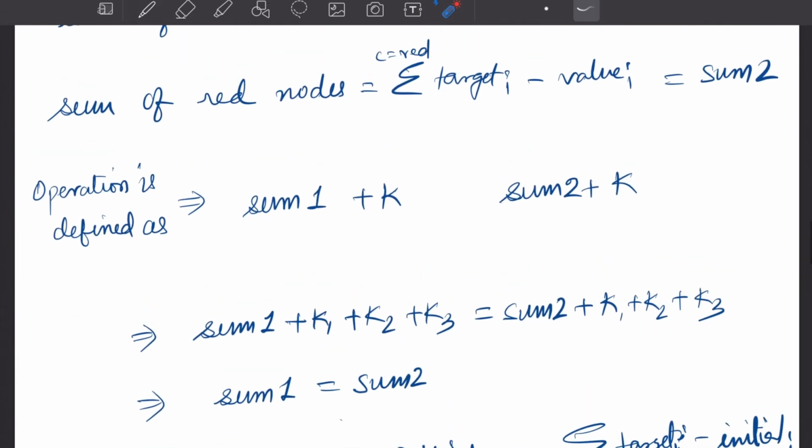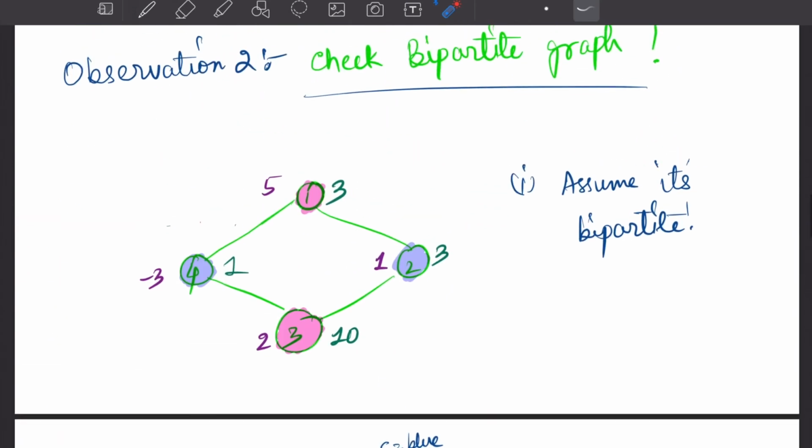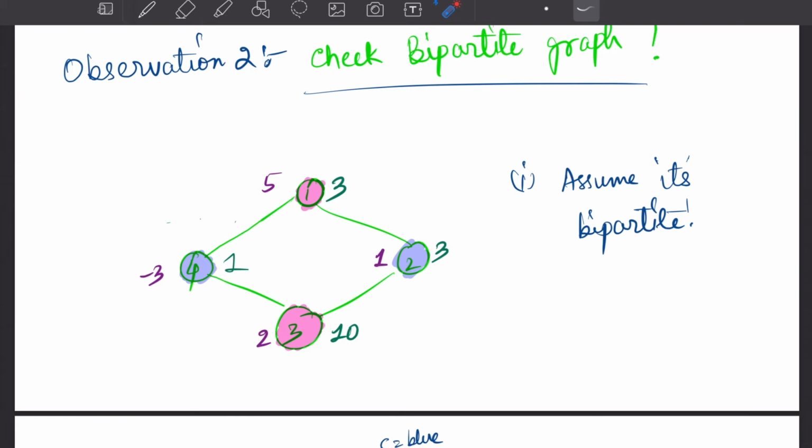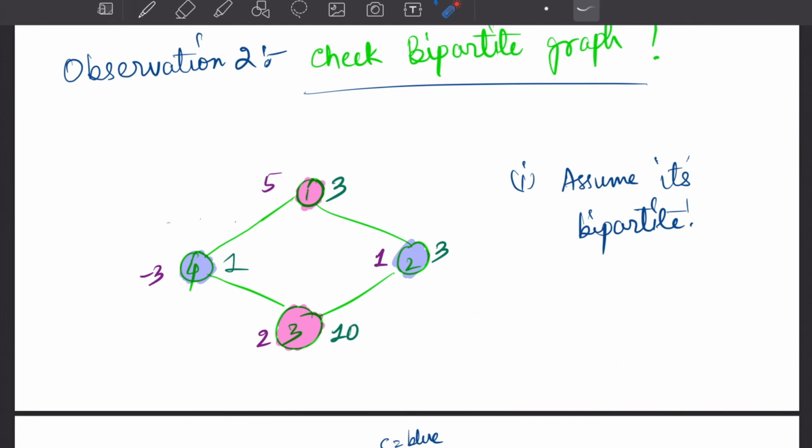Now the operation is defined as adding k to a particular edge, which adds this k in both the vertices. Now if the graph is bipartite, the key idea here is that if this is the edge connecting two nodes, then since the graph is bipartite, one node will be blue and one node will be red. Can you see why? Because the graph is bipartite, always two coloring. So if you choose any edge, one of the vertices is red colored and the other vertex is blue colored.